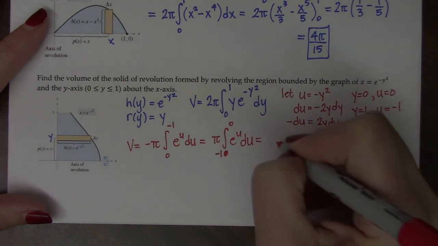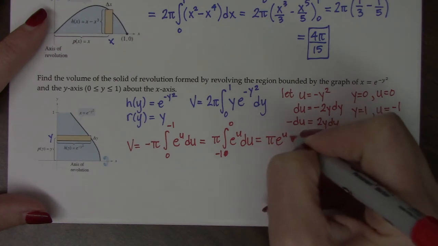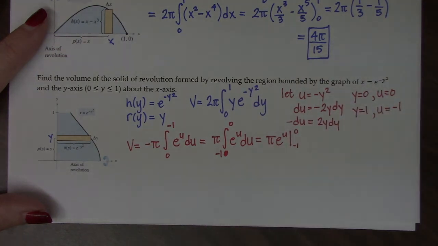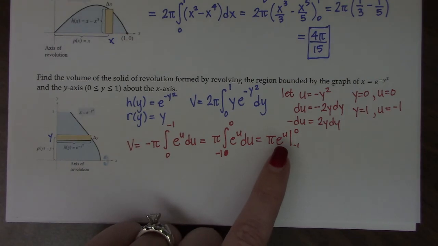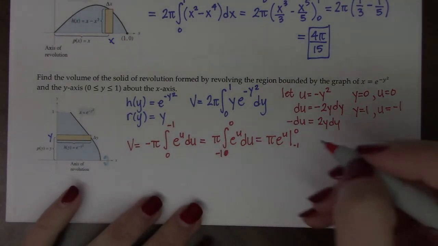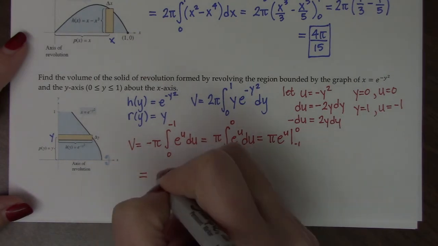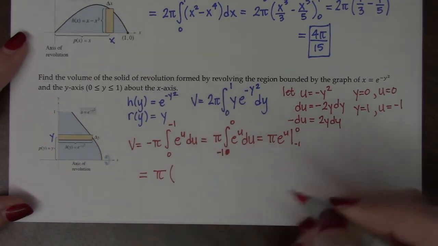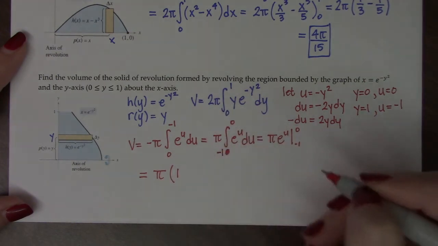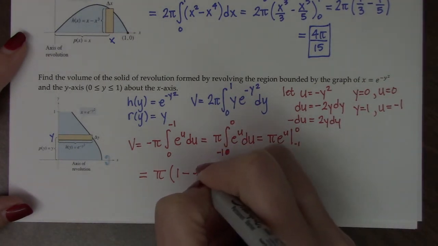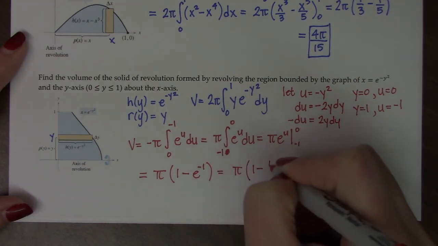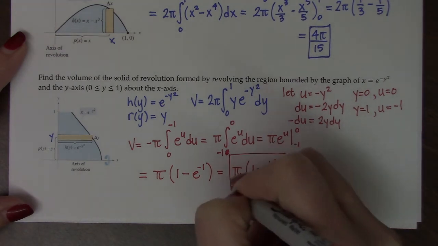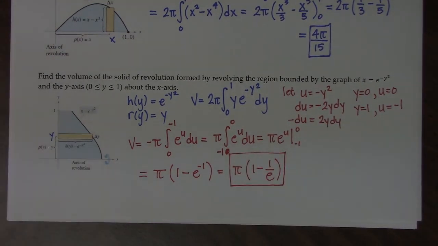And e to the u is really easy to integrate. We just get back e to the u. So I need to plug in the values from -1 to 0. This isn't like the ones we did before. If you plug in 0 or -1 into this, you are not going to get 0. So we need to make sure we plug in both bounds. So we're going to have pi times e to the 0, which is 1, minus e to the -1. And e to the -1 is the same thing as 1 over e. So this would be the volume of this solid.